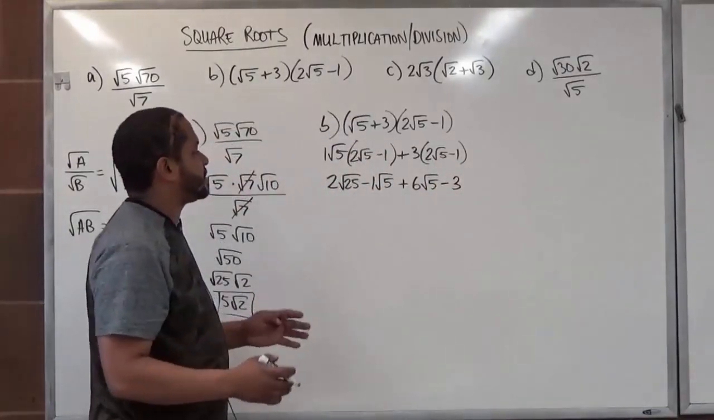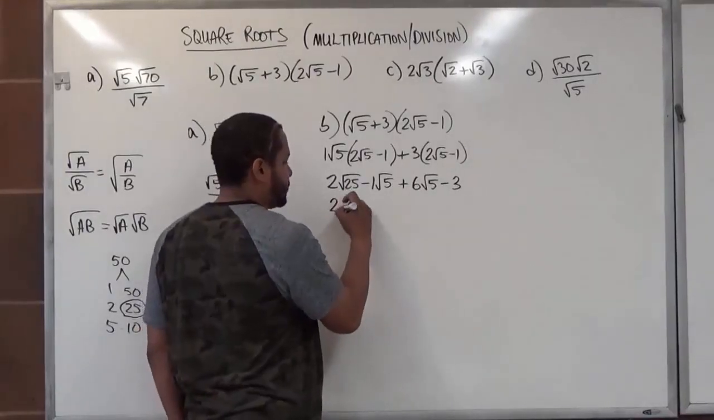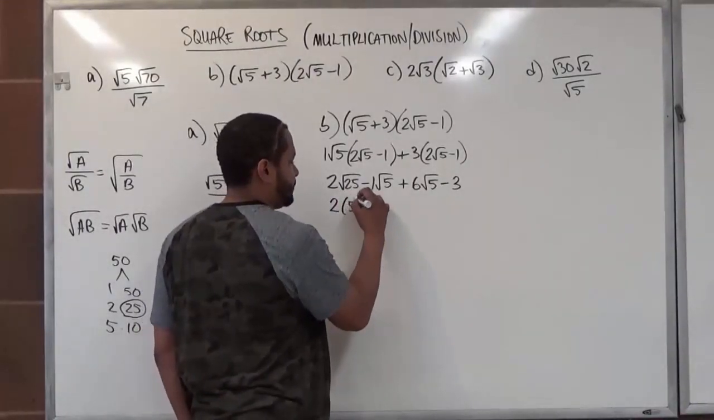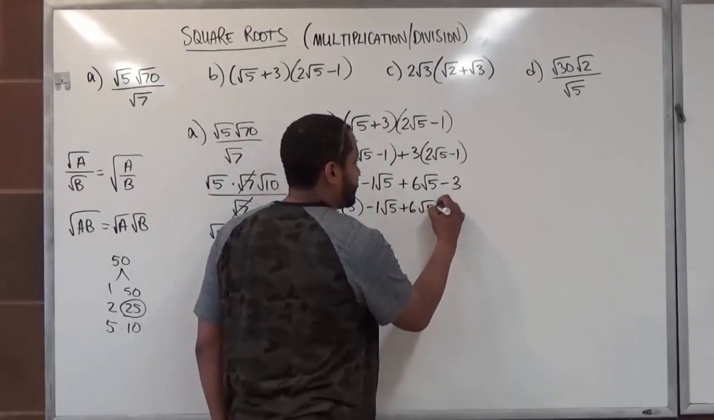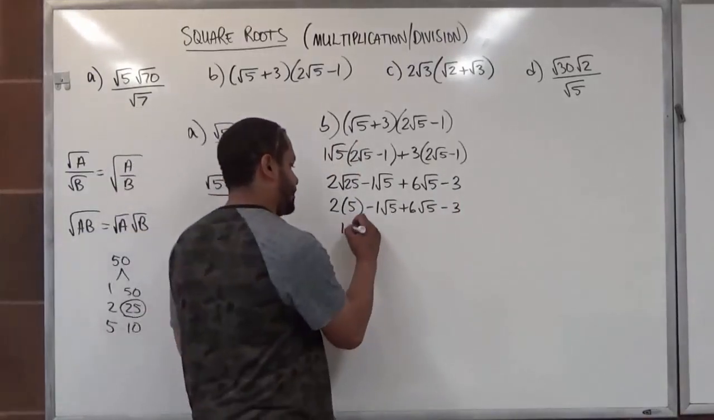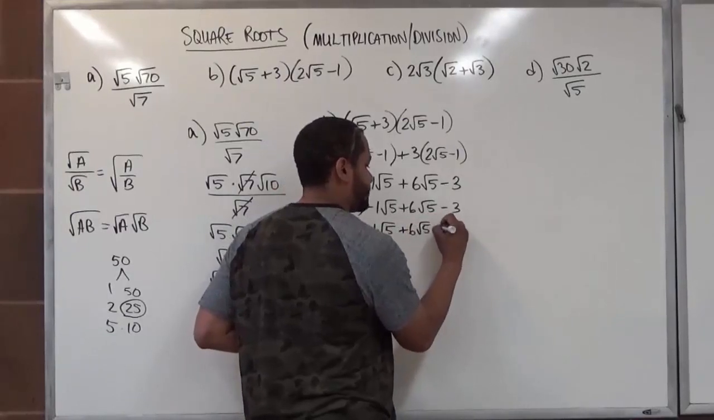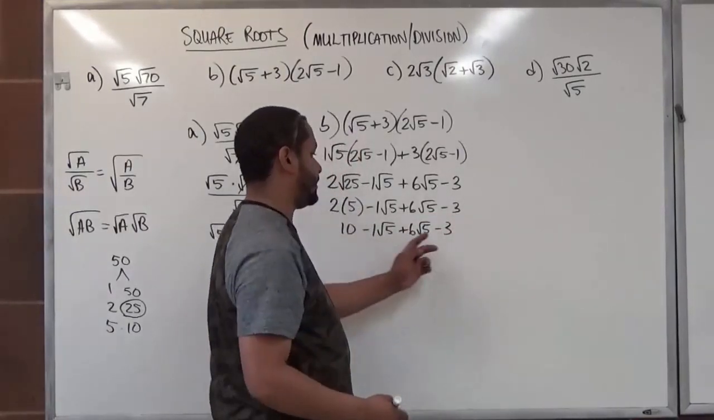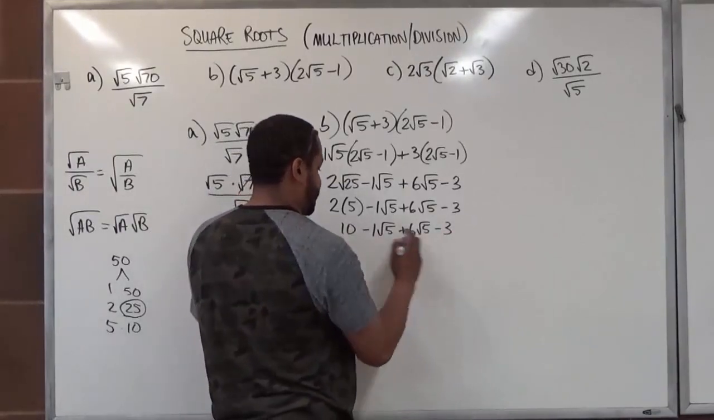Now we're going to add like terms up, right? First we're going to simplify this operation. So we have 2, the square root of 25 is 5, minus 1 radical 5, plus 6 radical 5s, minus 3. And what we're doing is we're looking for like terms, so this becomes 10, minus 1 radical 5 plus 6 radical 5s, minus 3. And the 10 and the negative 3 combine. These are going to give us 7, right? 10 minus 3 is 7.